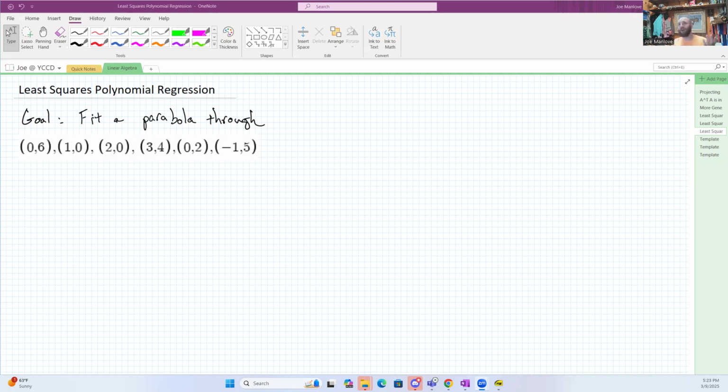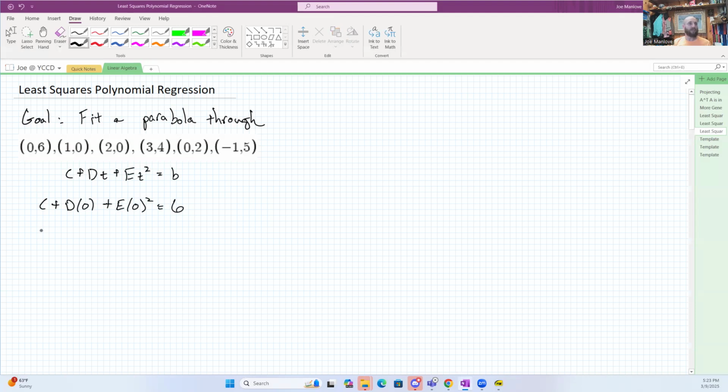So I'm just going to write down what it means to be on a parabola as my first thing. I'm going to write down a parabola generally here as c plus dt plus et squared equals b. And then I'm just going to go ahead and put my data points down. My first data point is c plus d times 0 plus e times 0 squared, and that's going to equal 6.